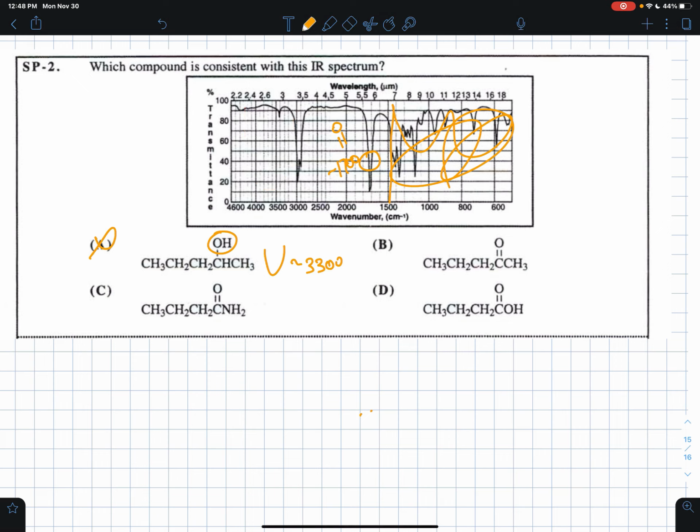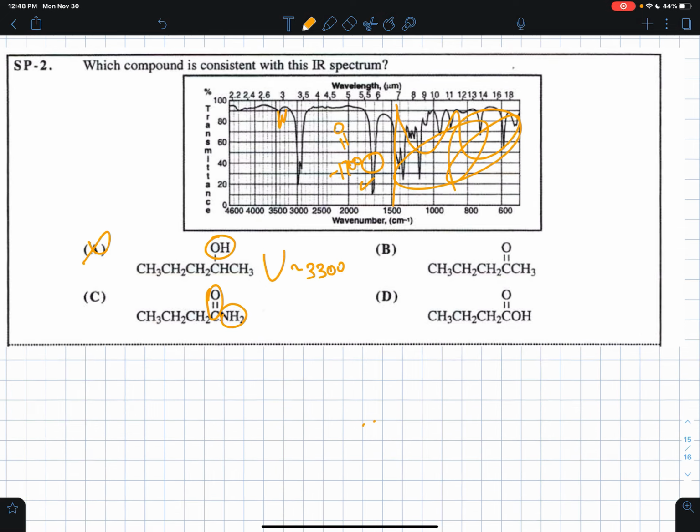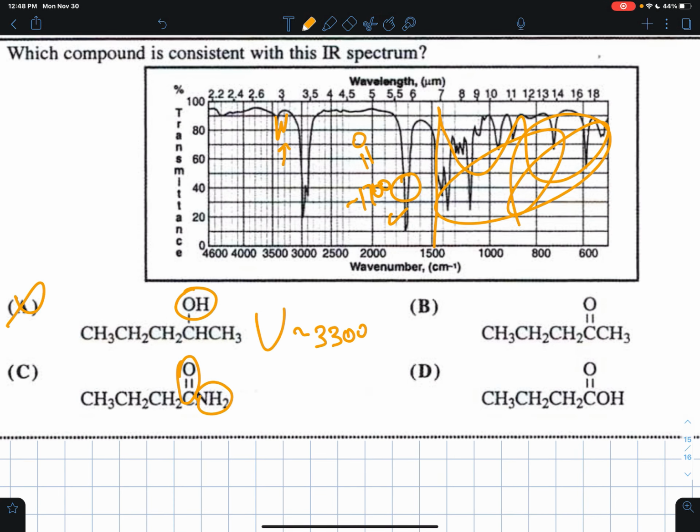Now, let's look at... And let me skip B, actually. Let's look at C. If we look at C, we do have a carbonyl, which we do, so that matches. But if you look here, we have an NH2. Now, if you have an NH2, you always gotta have two peaks at around 3400, and that would be like this. A peak like that and a peak like that. We don't have those peaks in my IR spectrum, so that means it's not an NH2.